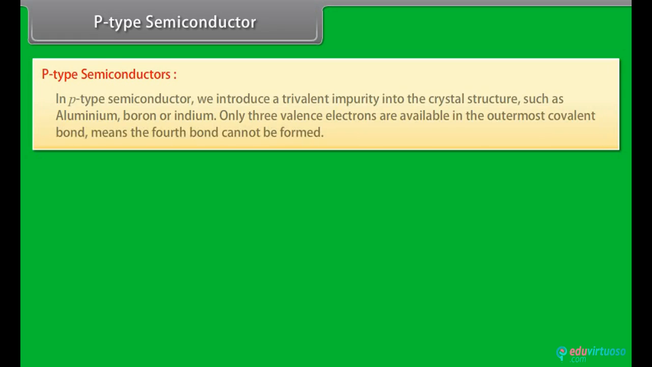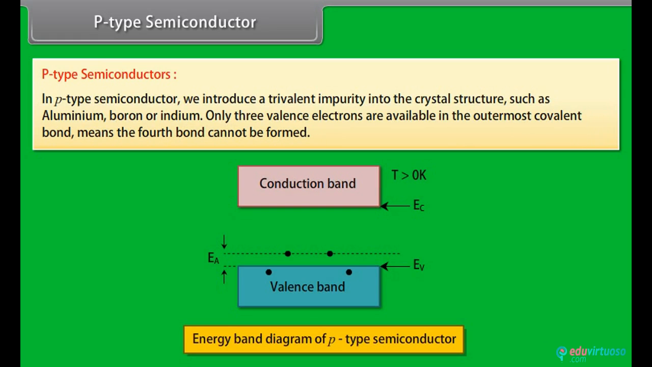P-type semiconductor. In a p-type semiconductor, we introduce a trivalent impurity into the crystal structure, such as aluminium, boron, or indium.